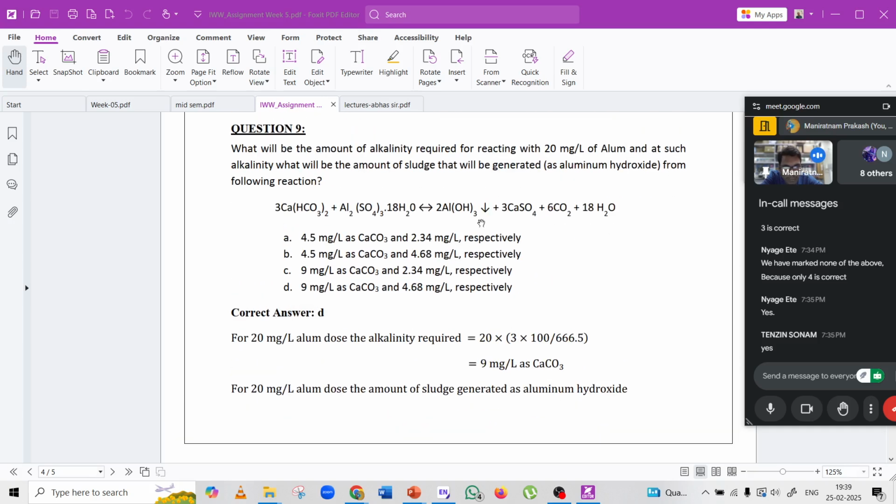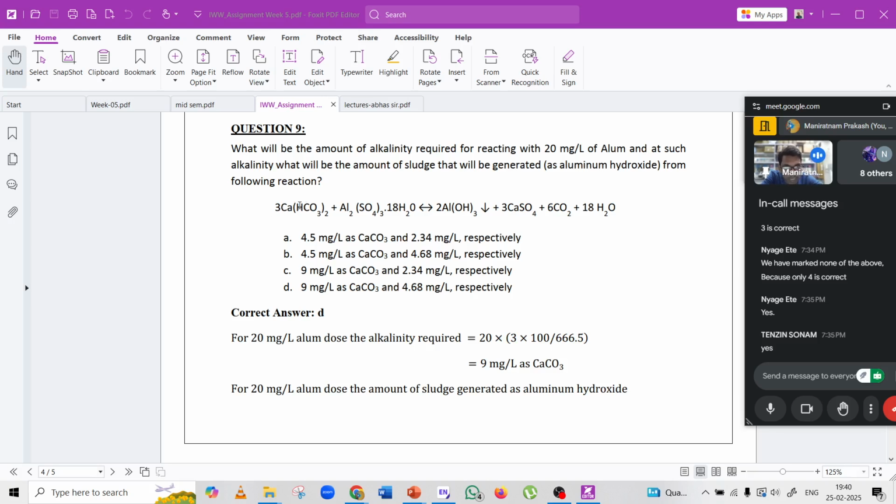If this was an objective question, that's why I've simply multiplied it and then written the correct answer. But if it had been a paper-and-pen exam, then I would have to thoroughly write that this much mole is reacting with 3 mole. And here, out of this calcium bicarbonate, only carbonate is giving the alkalinity, okay? Not this calcium.